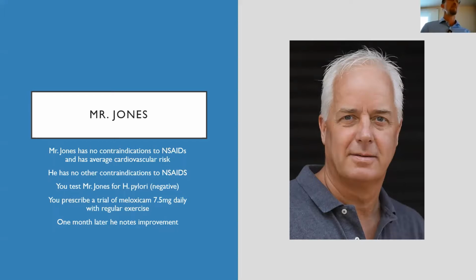H. pylori, but he's probably low GI risk based on what I'm saying here, and low cardiovascular risk. So we could use any NSAID. But he is 63, so with him being a little bit older, maybe we'll choose this low to medium dose of meloxicam first and see how he does on that. I would not have a problem with putting him on naproxen.